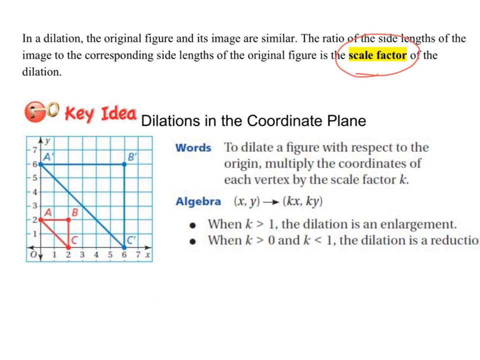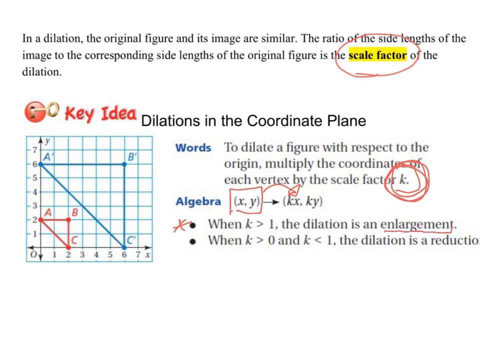And it's the number that you're multiplying a figure by to get the image. And we're going to abbreviate that scale factor by a fairly familiar constant letter, K. So really, if you're dilating, you just take an ordered pair and you multiply both the x and y coordinates by your constant.